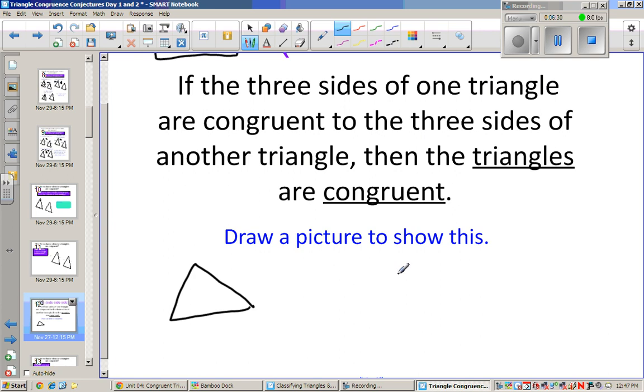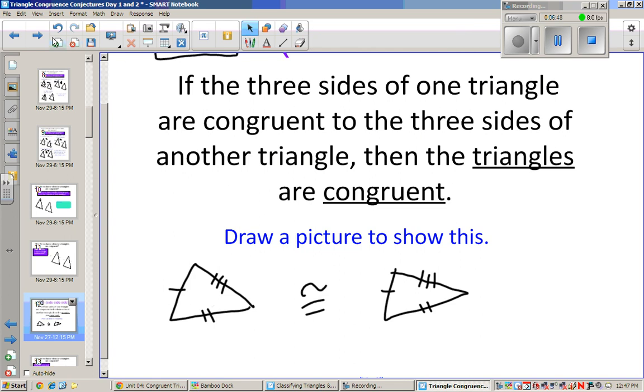So if I take these 2 triangles, saying that this side corresponds with this one, this side corresponds with that, and this side corresponds with that, just from that piece of information, we know that those 2 triangles have to be congruent by SSS.